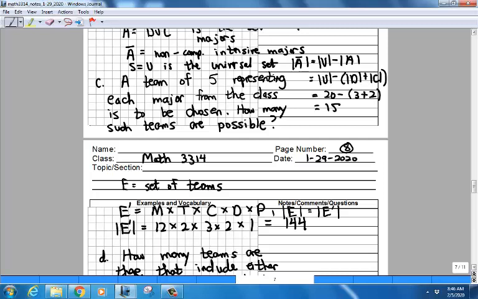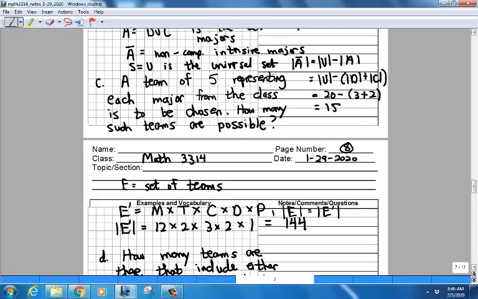So we asked this question. If we want to pick a team of size 5 that represents every major in the class, so we're going to build a team from the class to send to some competition, and we want every major represented on the team. So we want a diverse team. Then how many such teams are possible?